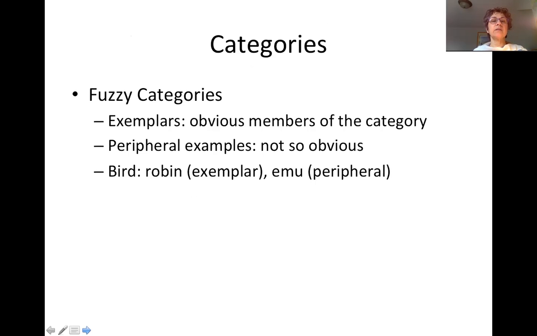Science shows that the categories we have for words are fuzzy categories, which is to say that in a given category, like bird, we have exemplars, which are obvious members of that category, and then we have peripheral examples. So robin is an exemplar for the category bird, but emu is a peripheral example.